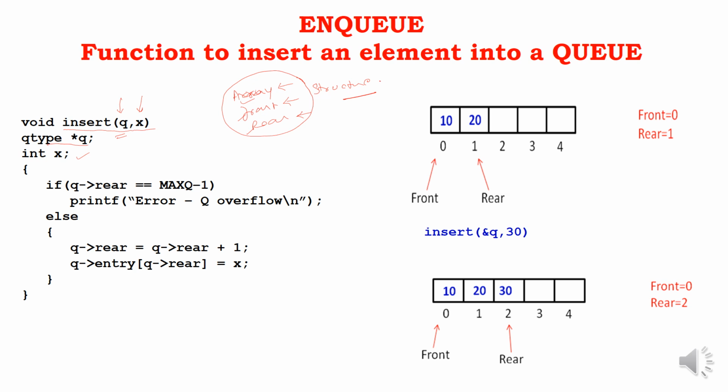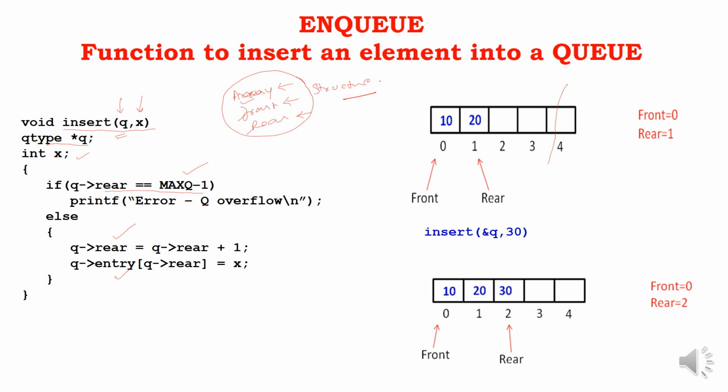Then to check whether queue is full or not. What is queue full? If rear has already reached its maximum position, then it is not possible to insert element. So queue full condition: if rear is equivalent to max q minus 1, if an element is already placed at location 4, then it is not possible to insert one more element. So we have to check, has rear already reached the maximum position of the array? No. As it has not reached the maximum position, you can insert an element there by increasing rear by 1 and placing element in the rear position.